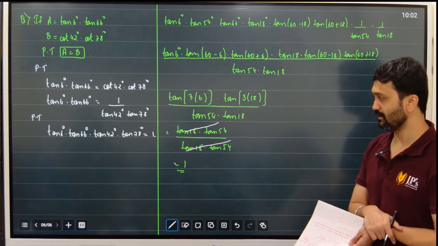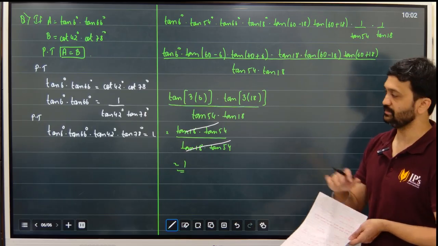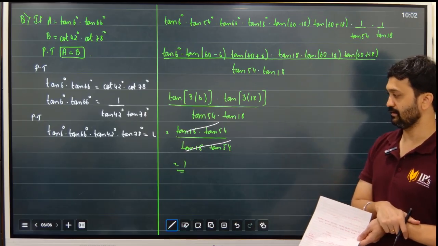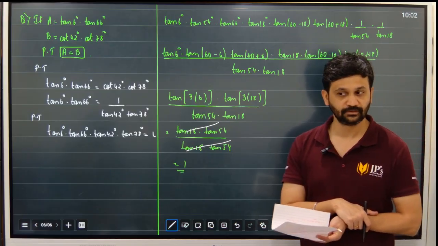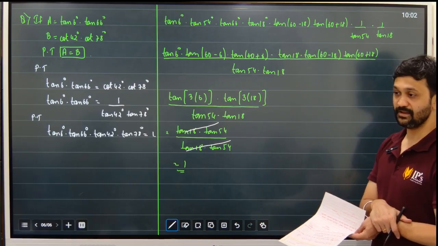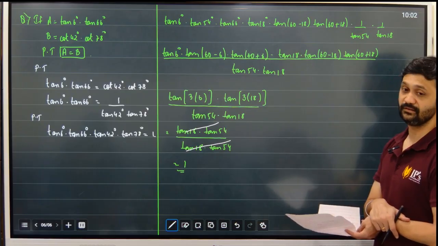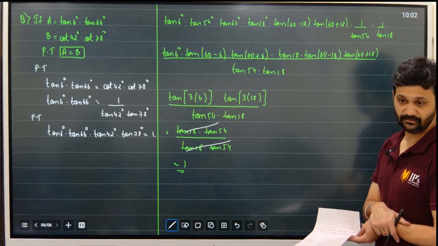कि मुझे introduce करना पड़ा कि I will multiply and divide by this term, and since I multiply and divide by this term, this is the answer that I will get. Okay, how many of you have not understood this? So in other words, I have proved that A is equal to B. Has everybody understood this? This is tan 3 theta. 3 times 6 is 18 and 3 times 18 is 54. Anybody has any doubts here?